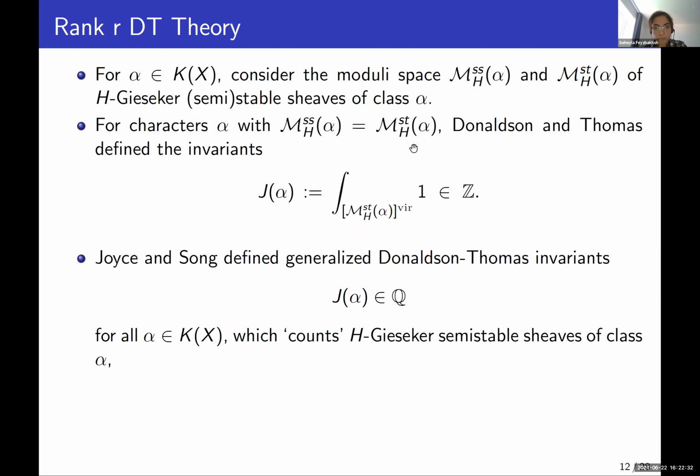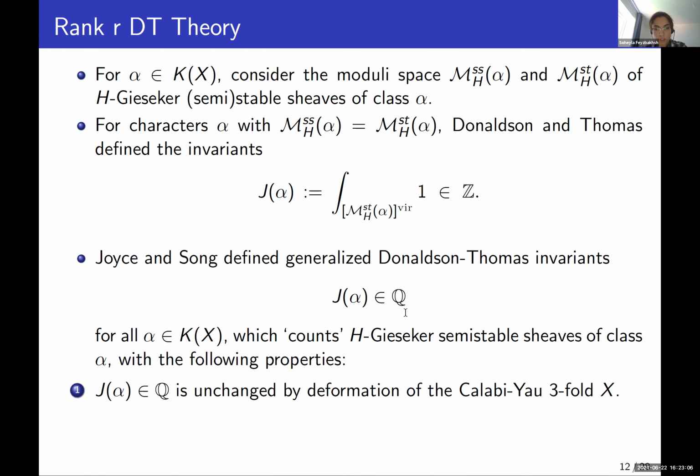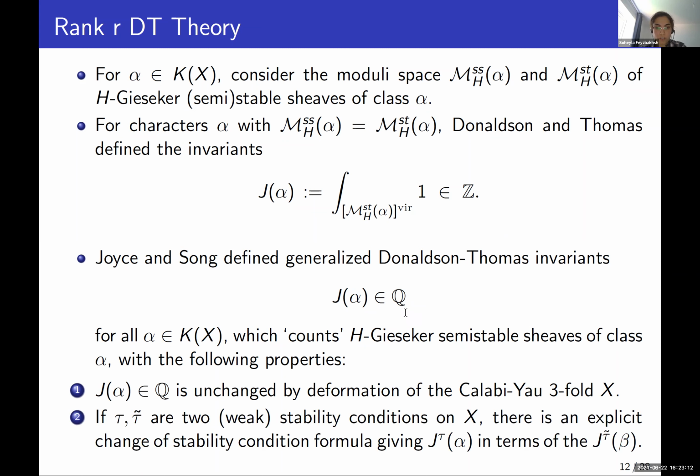But when we have strictly semi-stable sheaves, then the theory gets more complicated, and Joyce and Song define generalized Donaldson-Thomas invariants J alpha, which are rational numbers, because of the complicated contribution of strictly semi-stable sheaves. Okay, so this rational number is just virtually counting Gieseker semi-stable sheaves of that class alpha. And we know that these invariants satisfy two important properties. The first one is that they are deformation invariants. And the second one is they satisfy a wall crossing formula.